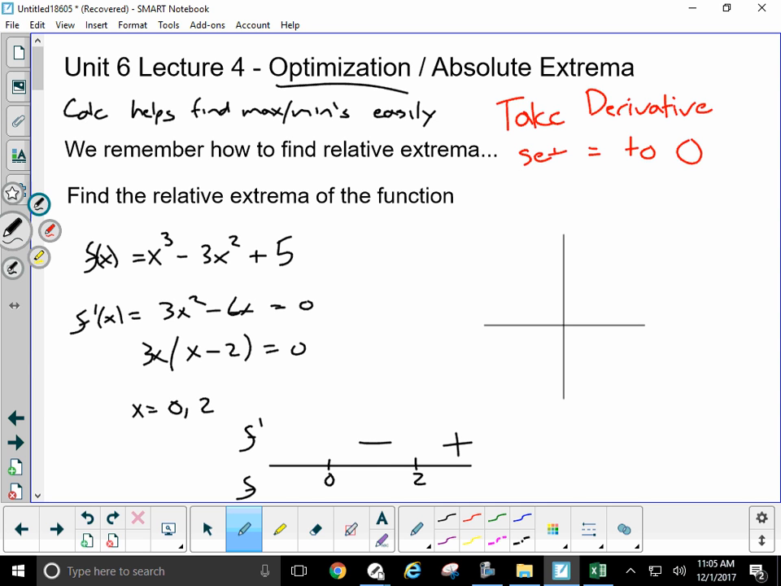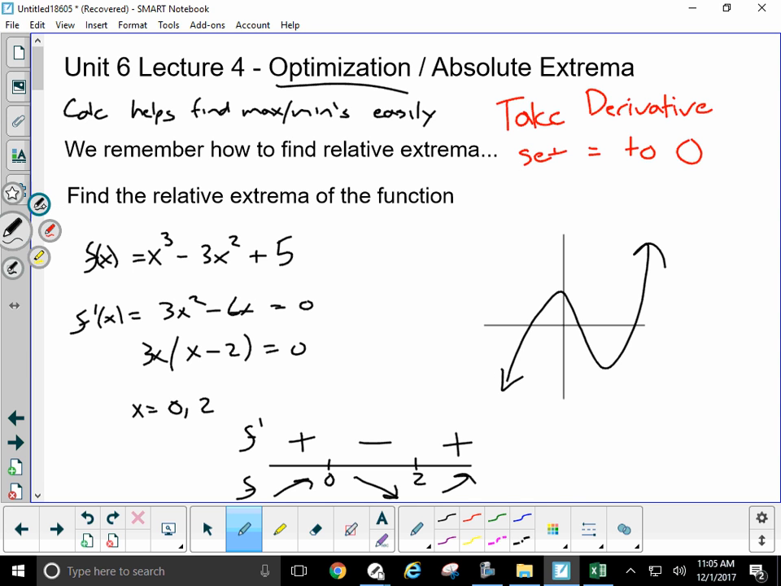So we got positives, negatives, and positives. That's telling me that f is going up from left to right until it gets to 0. Then it goes down from left to right until it gets to 2. And then it goes up after 2. So that enables me to kind of sketch the general shape of f.